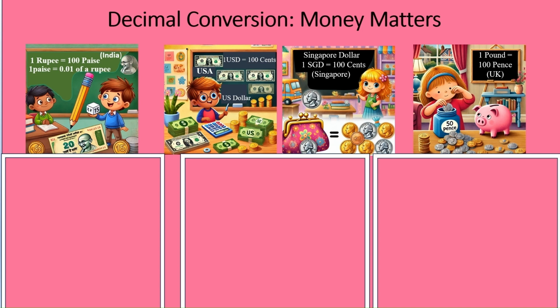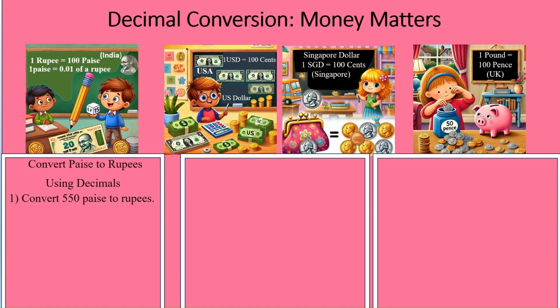Here are some questions. Decimal conversion of money matters. 1 rupee is 100 paise, 1 USD is 100 cents, 1 Singapore dollar is 100 cents, and 1 pound is 100 pence. So let us do some questions based on this. Convert paise to rupees using decimals. Convert 550 paise to rupees.